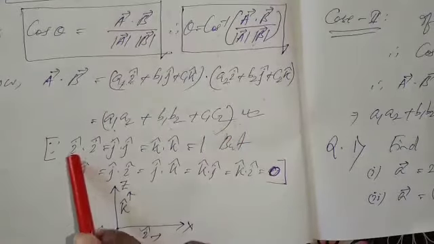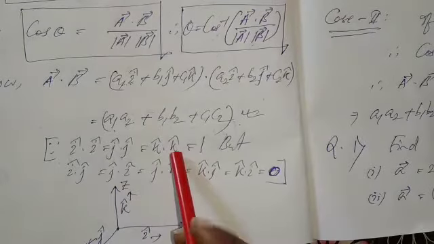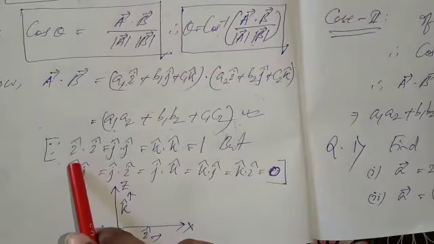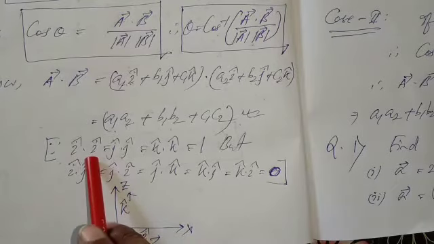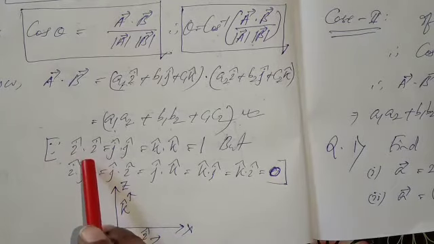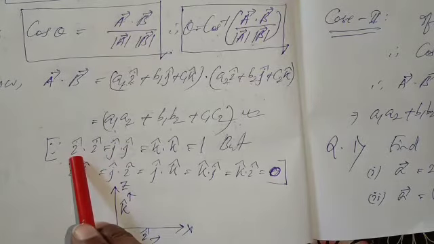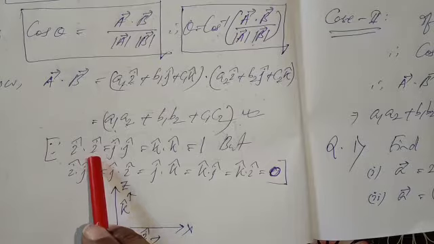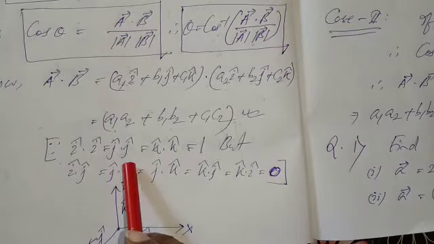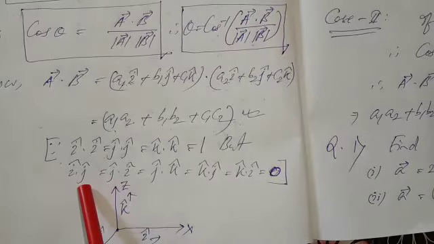Already mentioned here, i dot i, j dot j, k dot k will be 1. Why? Because the angle between the same vectors, say along the x-axis, will be 0, and cos 0 is 1. That means i is the unit vector along the x-axis, same direction, so the angle will be 0. Cos 0 is how much? 1. So i dot i, j dot j, k dot k equal 1.